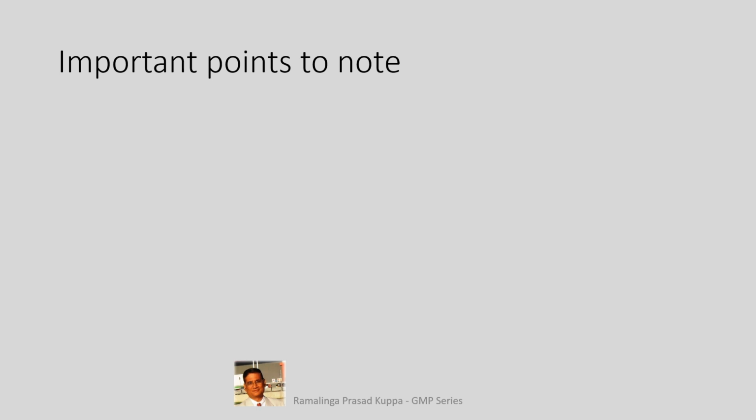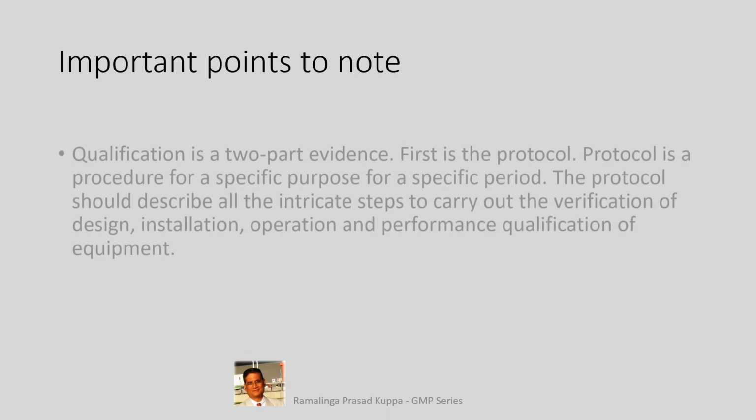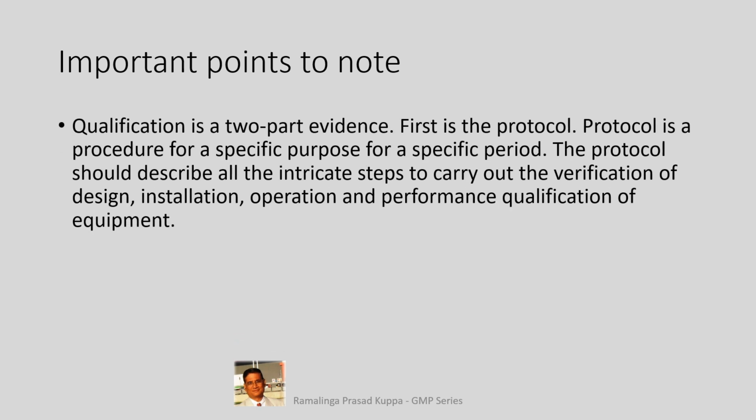The important points to note are: qualification is a two-part evidence. First part is the protocol. Protocol is a procedure for a specific purpose for a specific period. The protocol should describe all the intricate steps to carry out the verification of the design, installation, operation and performance qualification of the equipment.